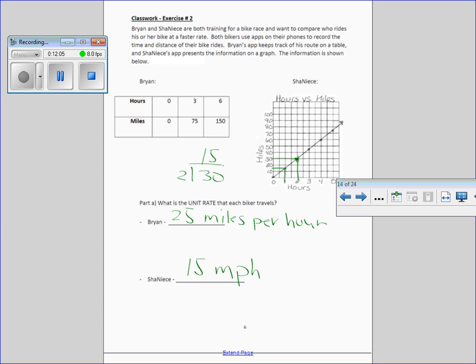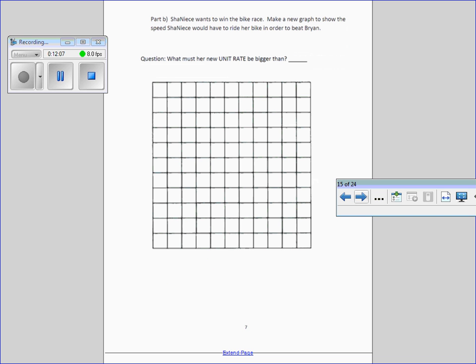Let's go on to the next page. Now it says Shanice wants to win the bike race. Right now she's losing because she's a slowpoke. You have to make a new graph to show the speed Shanice would have to ride her bike in order to beat Brian. So therefore, you need a coordinate plane that's greater than how many miles per hour to beat Brian. Come on, you should be able to all do that. Look back. We have to beat how many miles per hour?